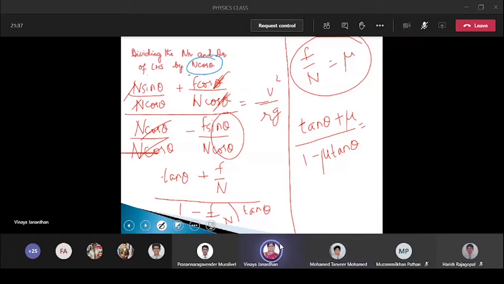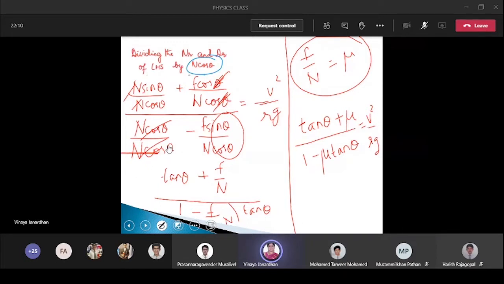That must be equal to what? V squared by Rg. See, V is the speed. Keep this in mind, boys. V is the speed with which a car can move on a circular banked surface so that it will not undergo skidding. There will be no skidding of the car. This will be the maximum permissible speed. V is the maximum velocity with which the car can travel without skidding.